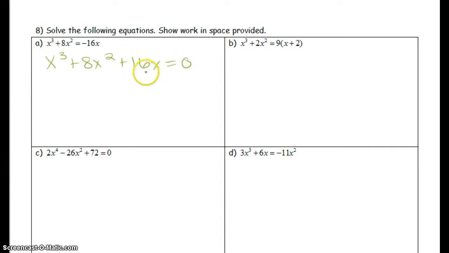Now looking at this polynomial right here, it's a cubic, it's a trinomial. I'm looking for the greatest common factor. So I see that every single term has an x, so I'll factor that out. I have x times (x squared plus 8x plus 16) is equal to 0. Now I'm going to factor. I ask myself what multiplies to 16 but adds to 8, and that's 4 and 4.